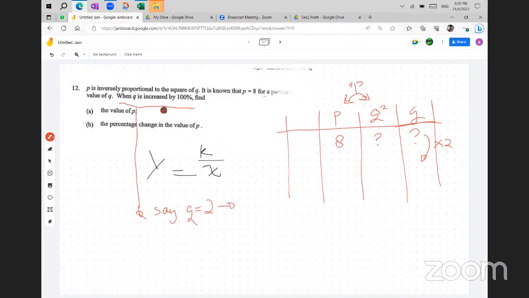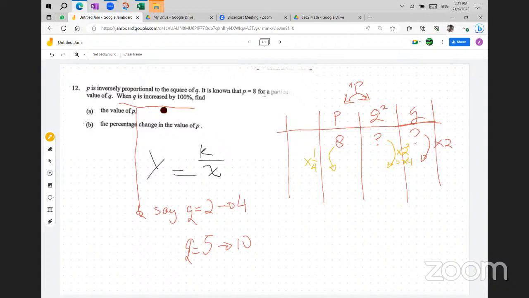4. Let's say another random number. Let's say Q is 5. What happens when you increase 5 by 100%? 10. So you would agree with me, increasing by 100% is times 2. Correct. Therefore, now watch, this is where things happen. Q square will be times 2 square, which is times 4. Now, since we are talking about inverse proportion, this will be times 1 over 4.